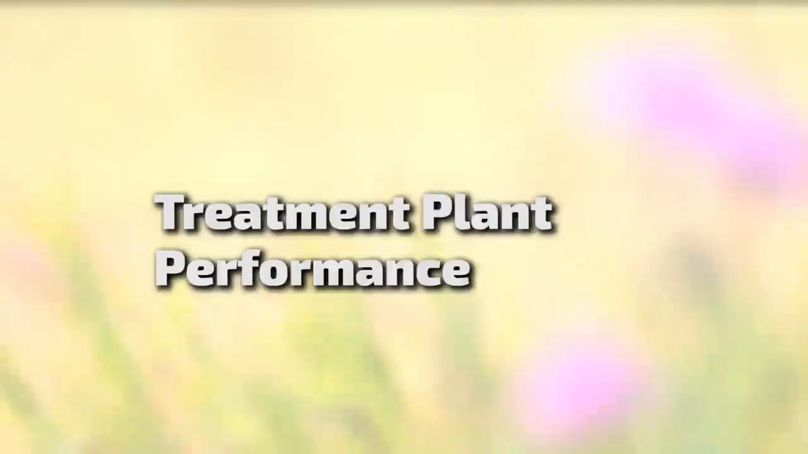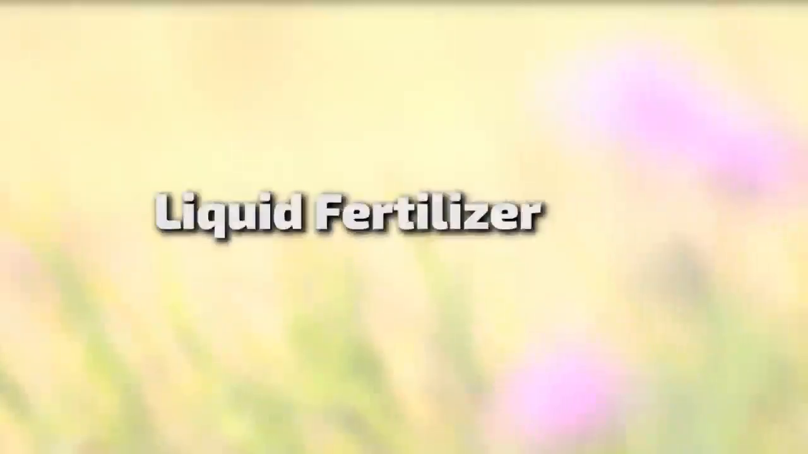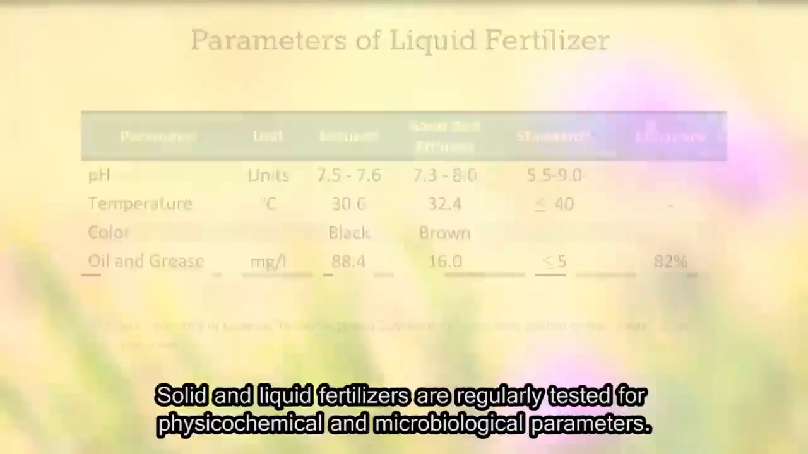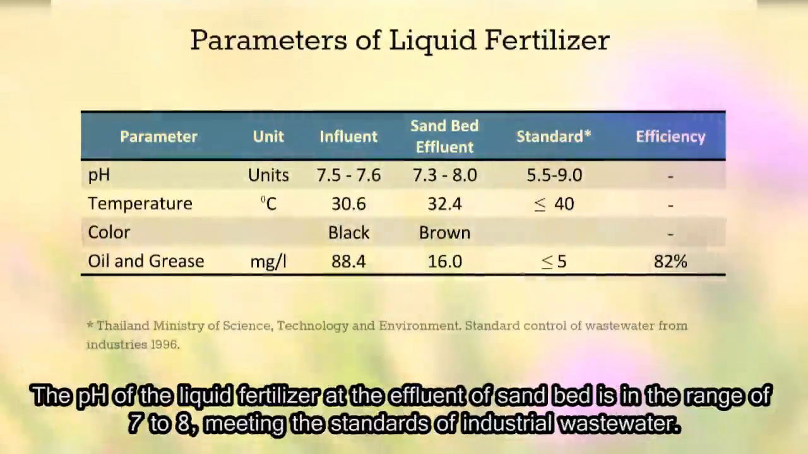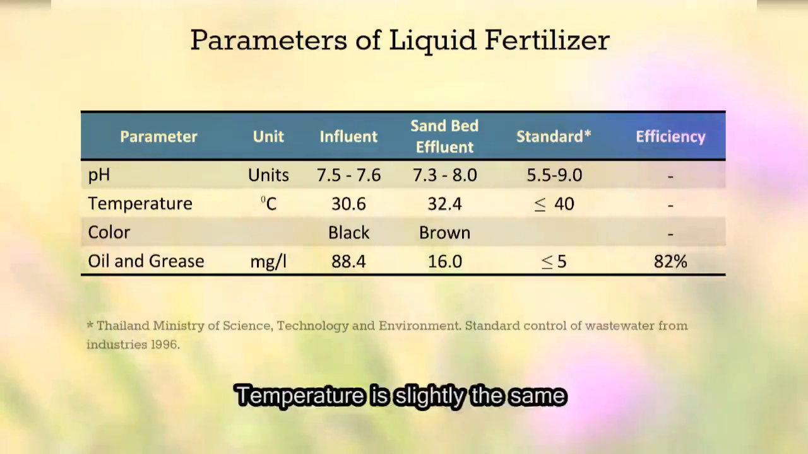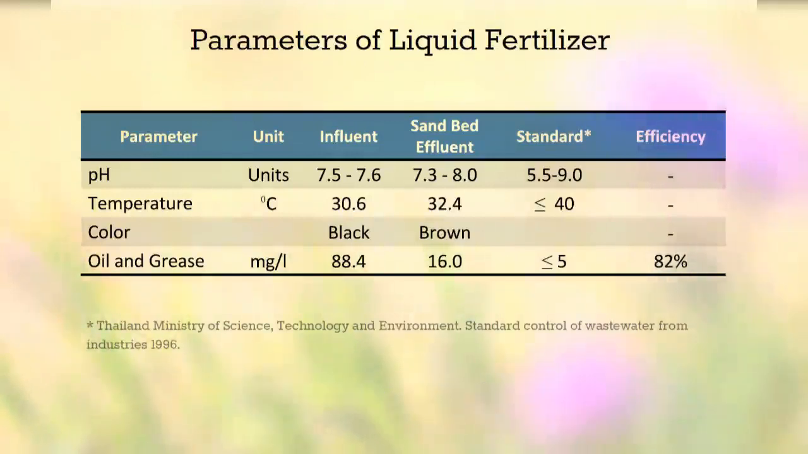Treatment plant performance. Liquid fertilizer. Solid and liquid fertilizers are regularly tested for physico-chemical and microbiological parameters. The pH of the liquid fertilizer at the effluent of sand bed is in the range of 7 to 8, meeting the standards of industrial wastewater. Temperature is slightly the same.